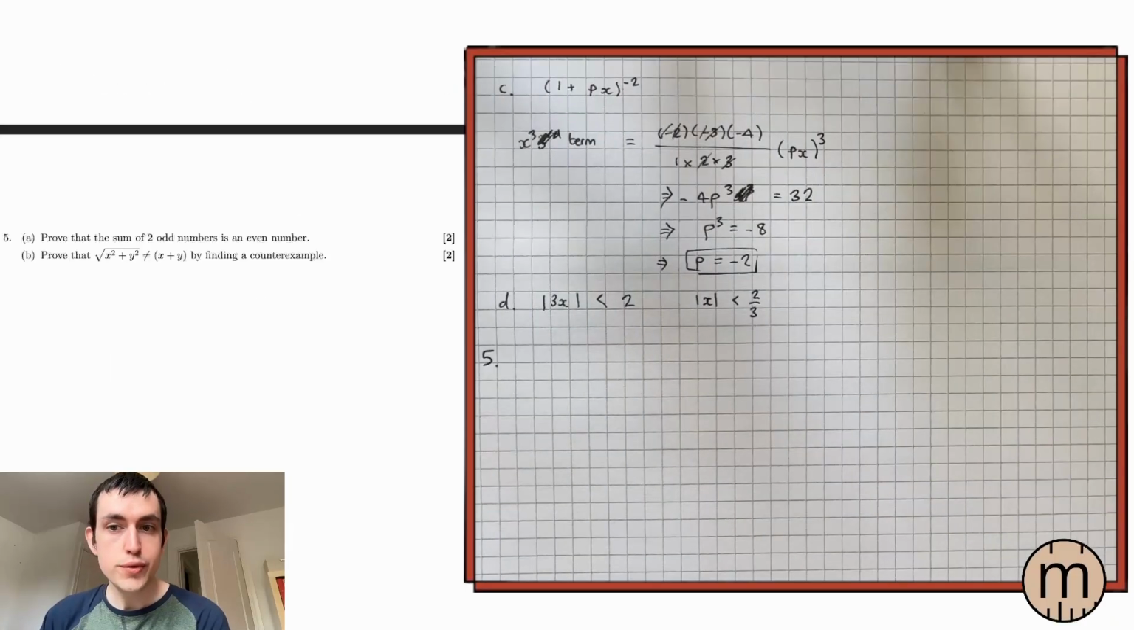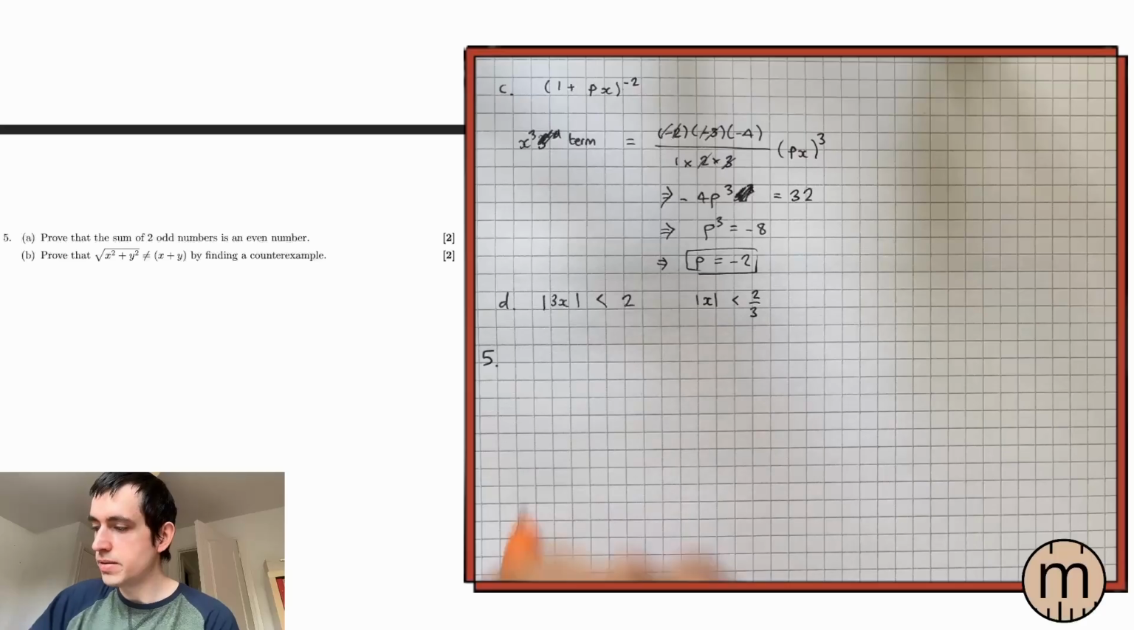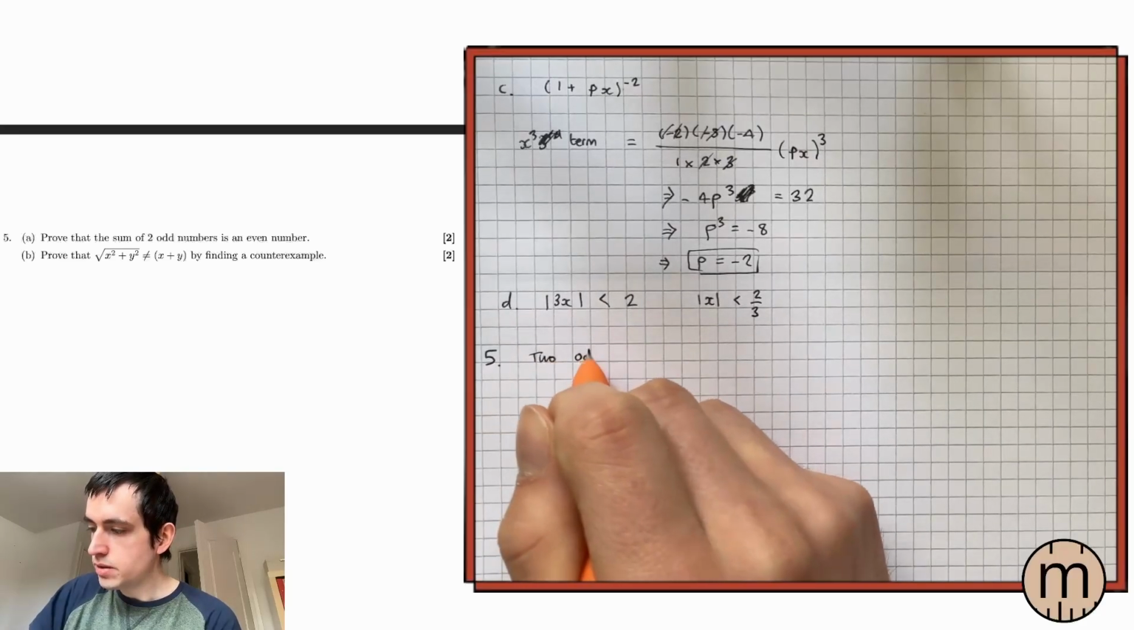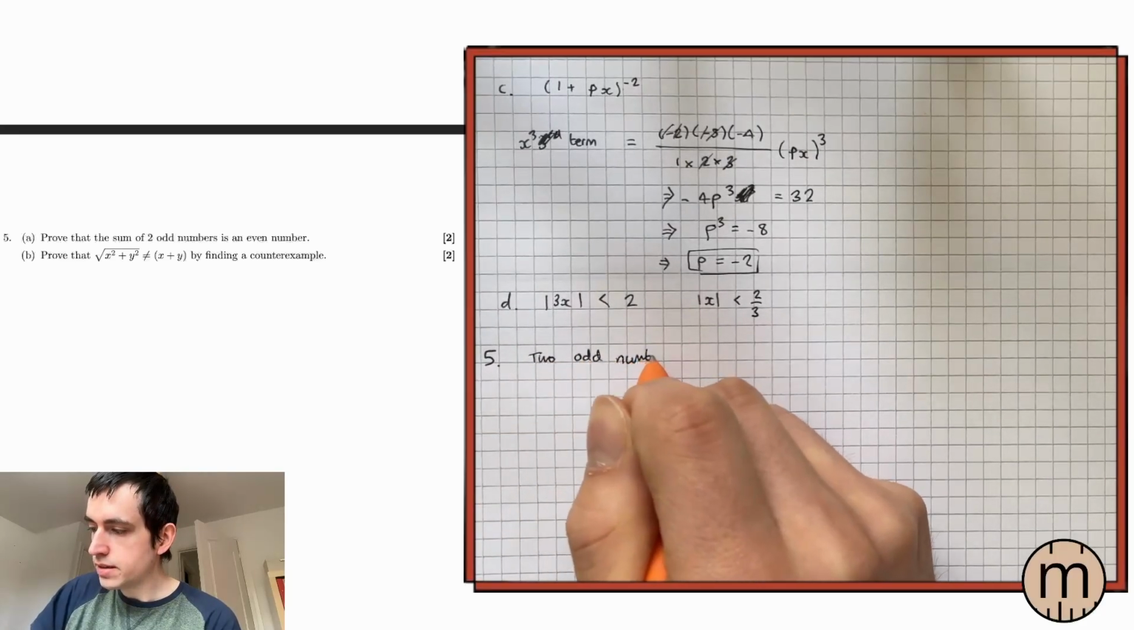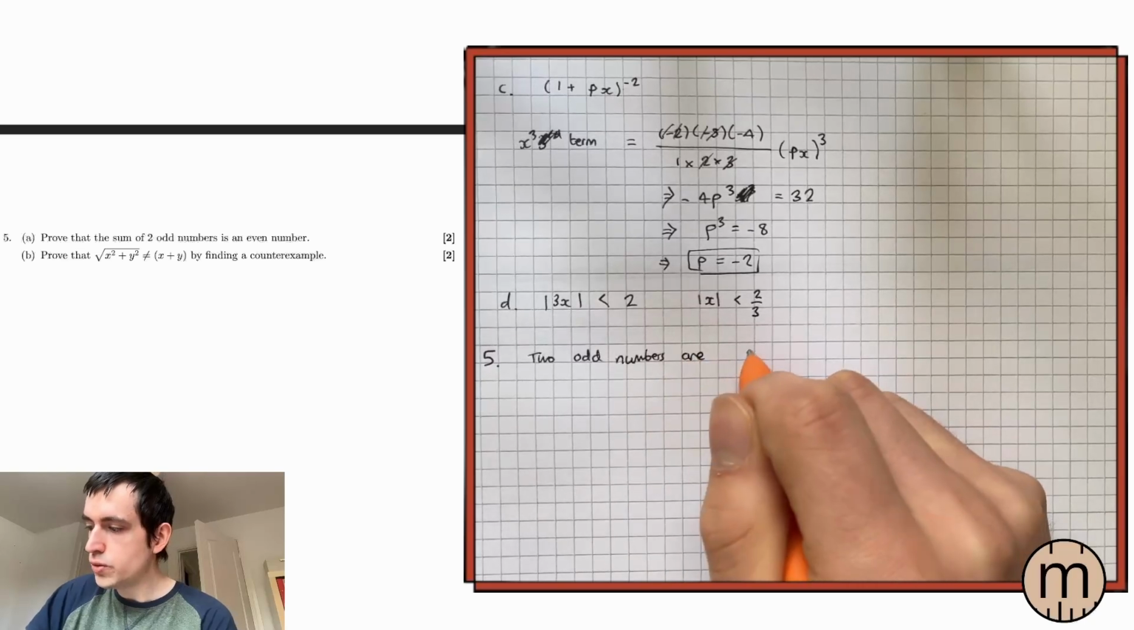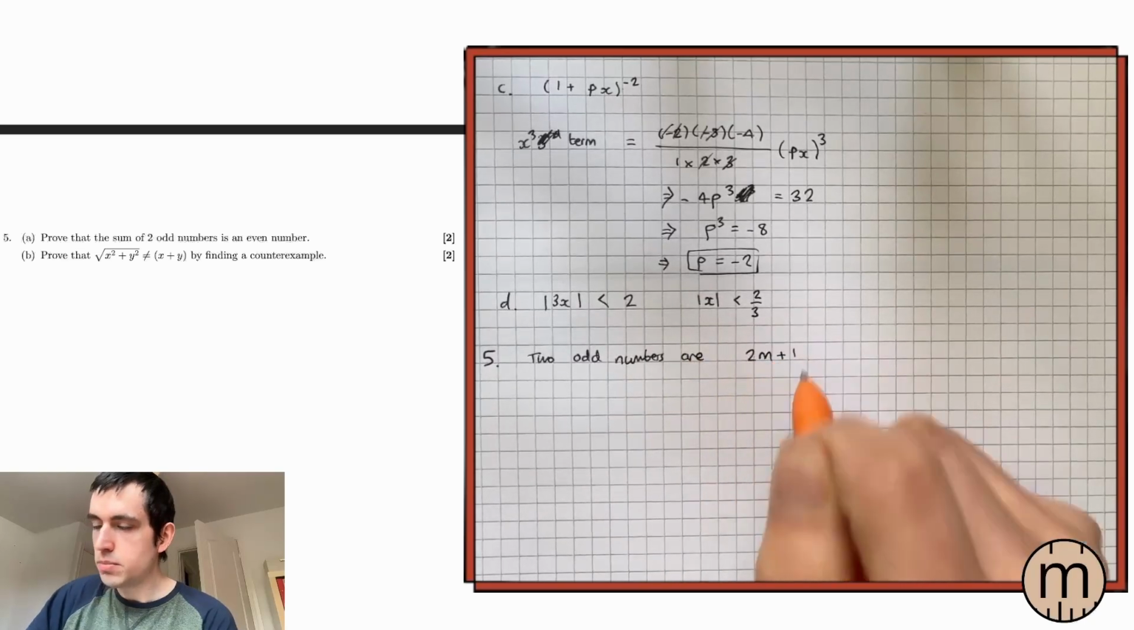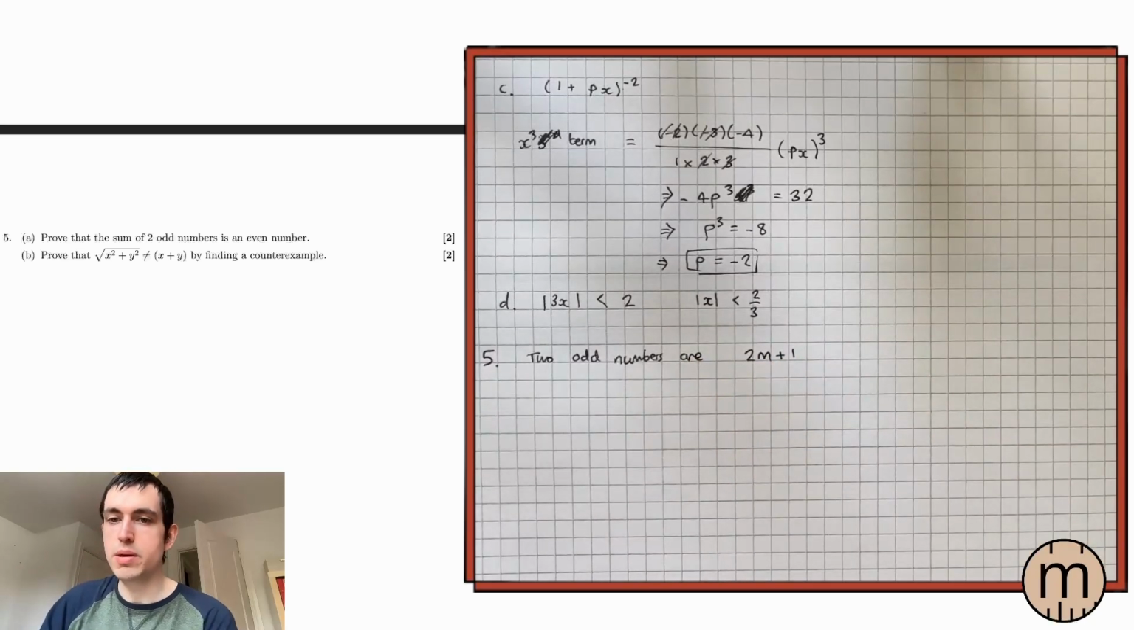Who's ready for a bit of proof? I know that's pretty much everyone's favourite topic. We want to prove that the sum of 2 odd numbers is an even number. Let's take 2 odd numbers. What does an odd number look like? It's of the form 2m plus 1. Any odd number can be written in that form.